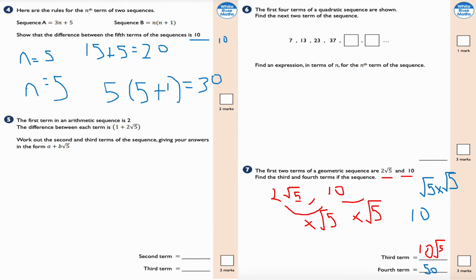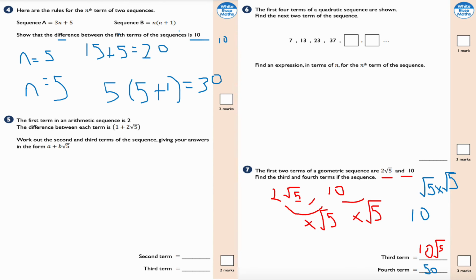Okay, so I've therefore proved that the difference between the fifth terms of each sequence is equal to 10. When I sub n equals 5 in there, I get 3 times 5 is 15. Plus the 5 is 20, and when I sub 5 into here, I get 5 lots of 6, which is equal to 30.